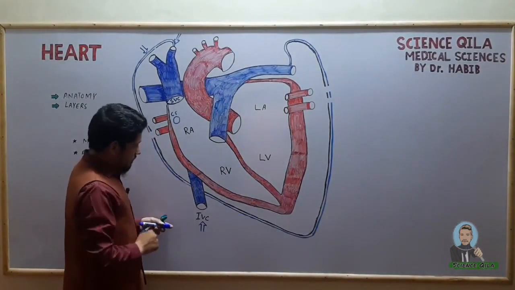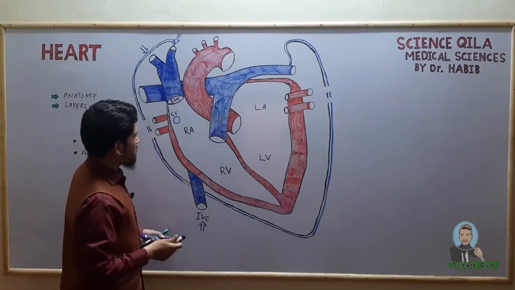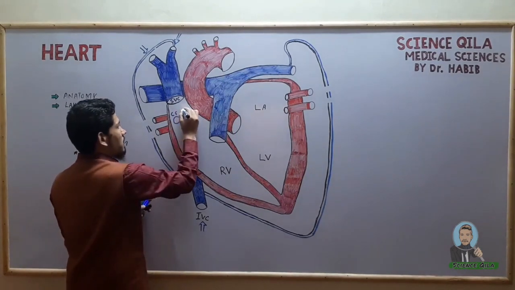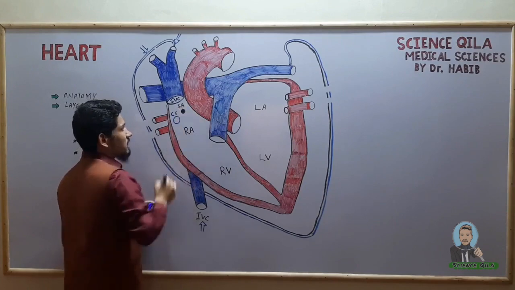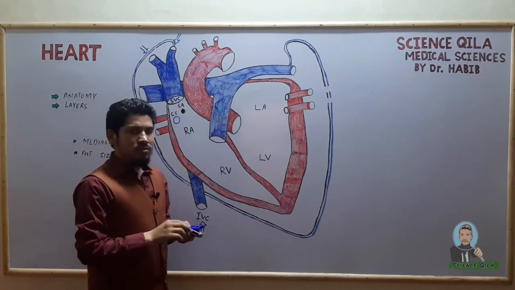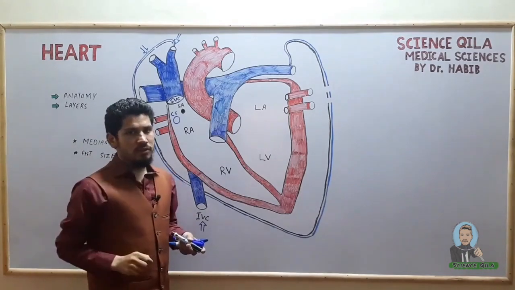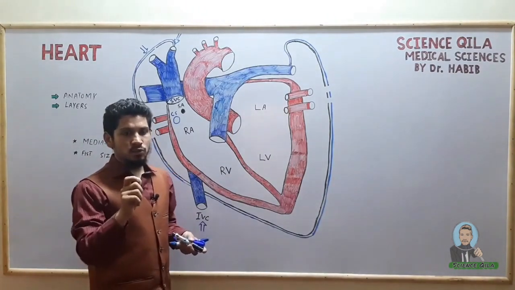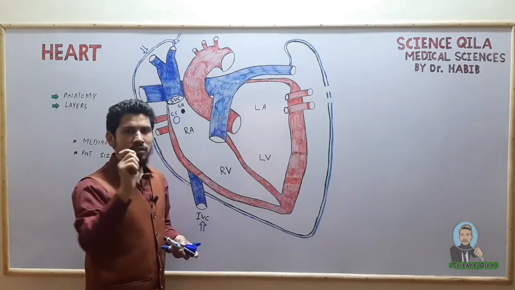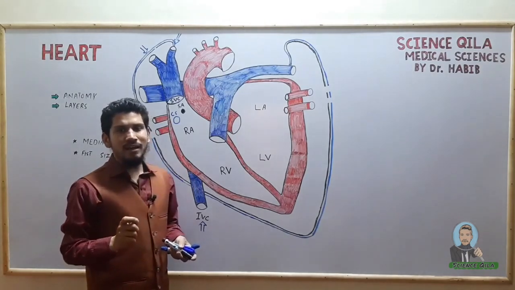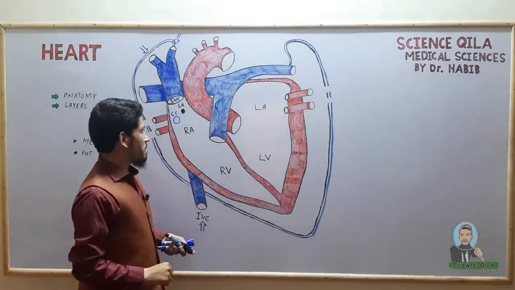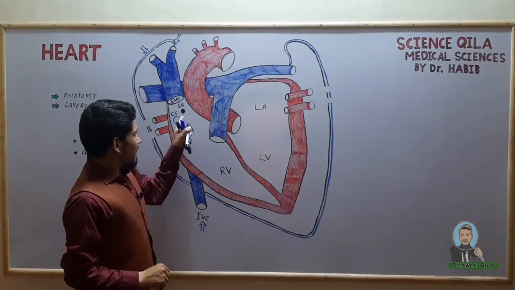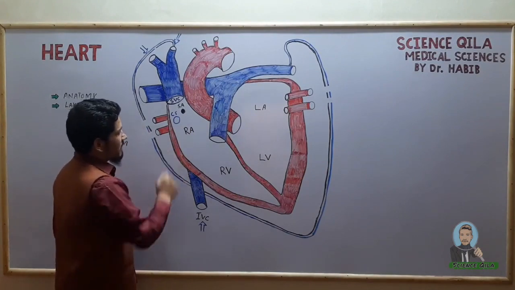Okay, here in the right atrium we have another important structure, and it is just beneath the superior vena cava. We call it the SA node. The SA node is actually the pacemaker of the heart, and it has the capability to generate action potentials or nerve impulses. That is called the automaticity of the heart, and that will be part of our next lecture. So this SA node is also situated here in the right atrium.